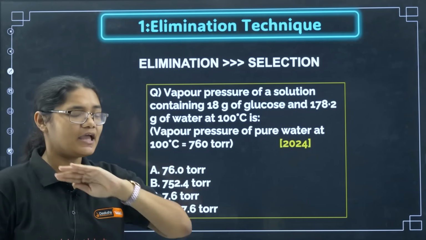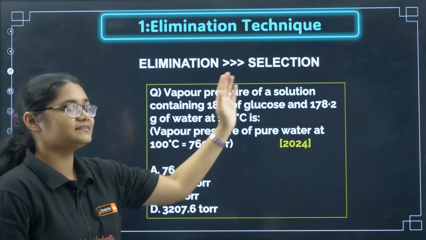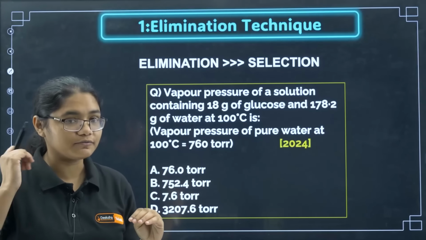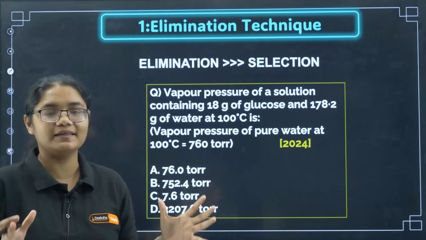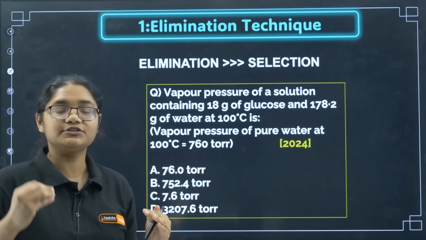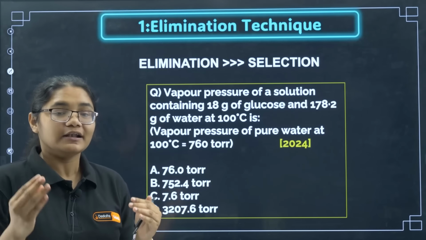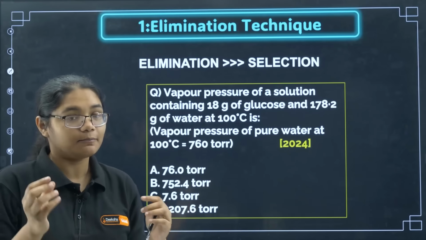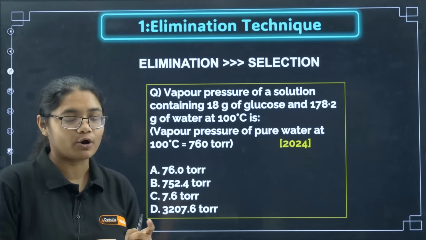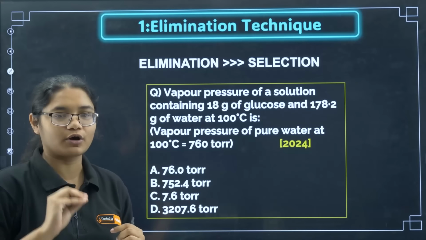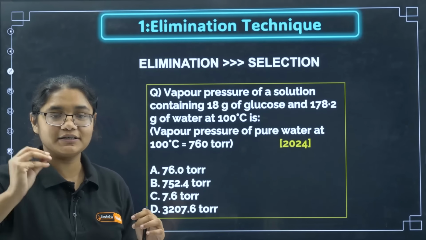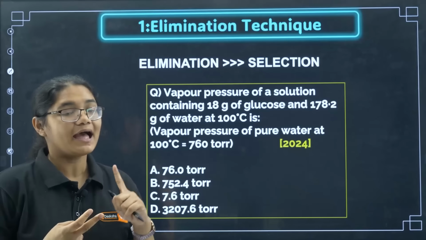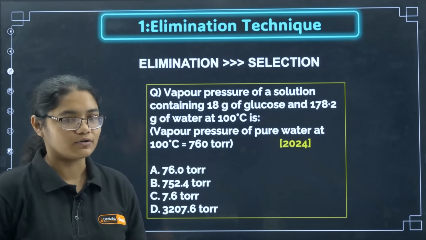Now elimination is far better than selection. Whenever you have a question with 4 options, always try to eliminate. Means if you don't know anything about that question, then always try to eliminate 2 options. Guessing one correct answer from 4 options has more probability of being wrong than guessing one option from 2 options, right? So elimination is something that you have to do every time you attempt a question. It will save your time, and the probability of getting the correct answer also increases.